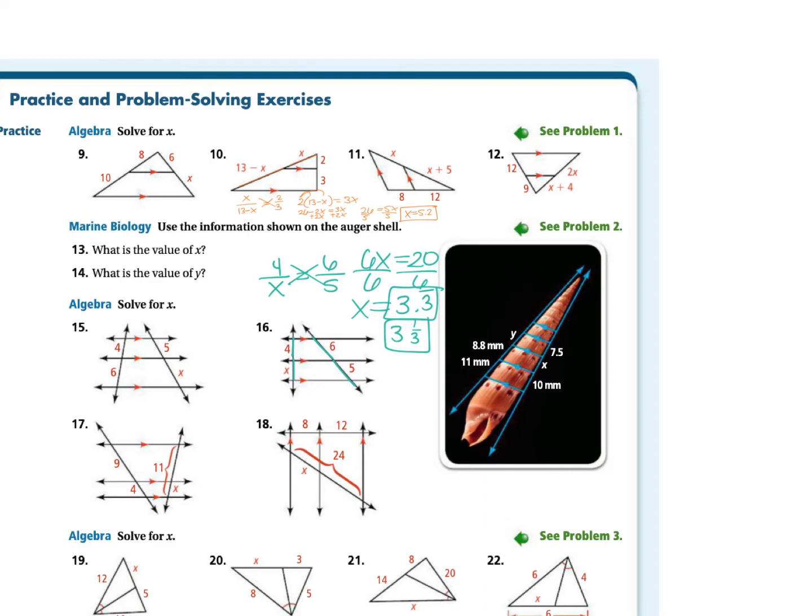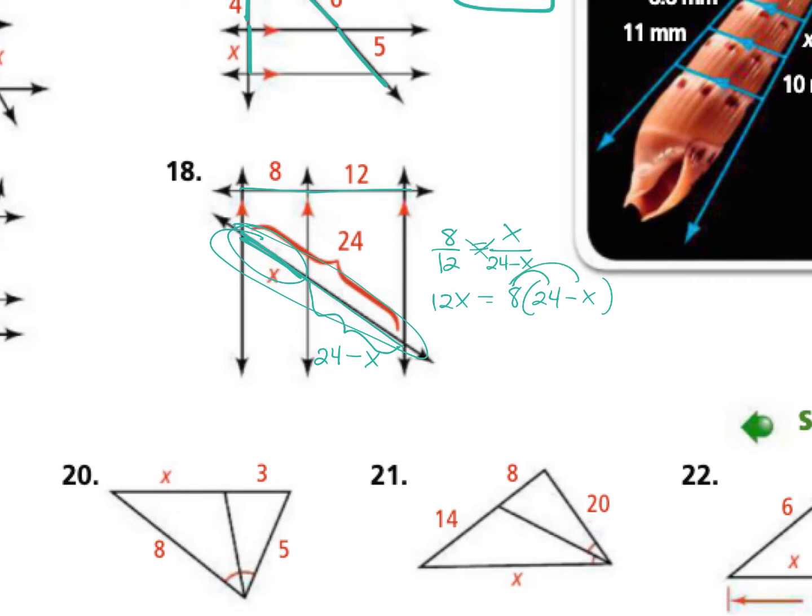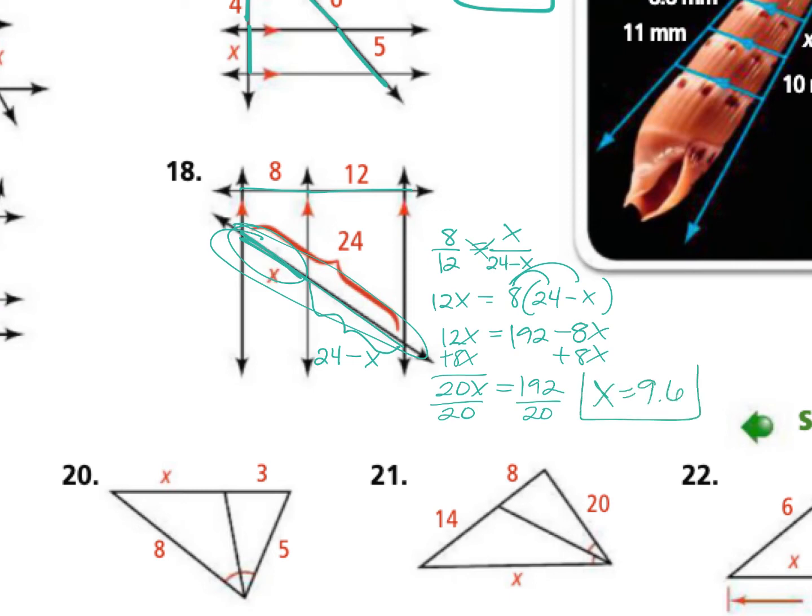Then we are going to do number 18. Now 18 is a little bit different because they give you this whole piece right here. We're going to set it up, the two that are on the same line, as a ratio, so 8 over 12 equals, now you come back to this smaller one, x over, but now this piece has to be 24 minus x is what we're going to call it, because we know the whole thing is 24. Take this portion of it away, so 24 minus x, and then we'll cross multiply. So 12x equals 8 times 24 minus x, and then distribute that. So 8 times 24 is 192 minus 8x. Okay, and then we're going to add the 8x. And then we're going to divide by 20. That is 9.6 for that one. Okay.